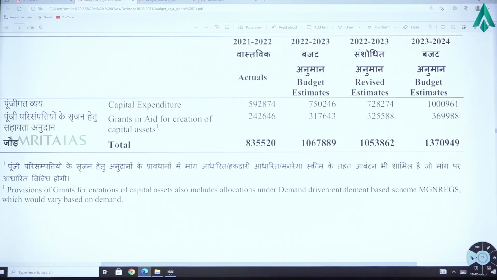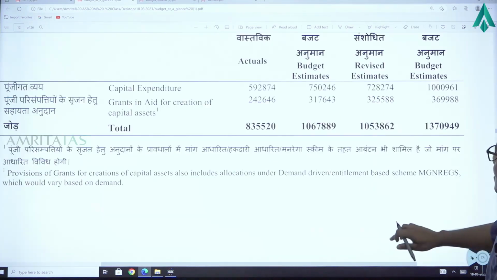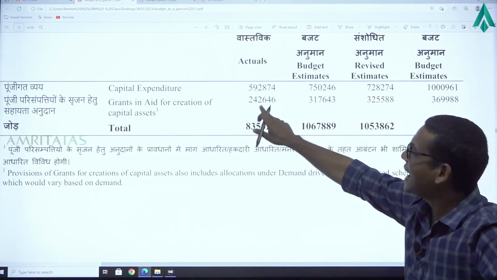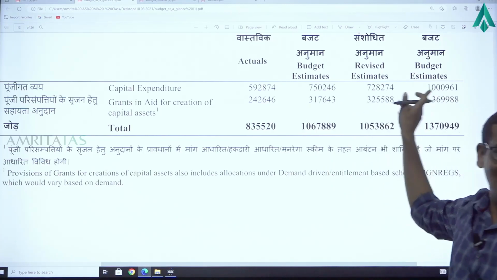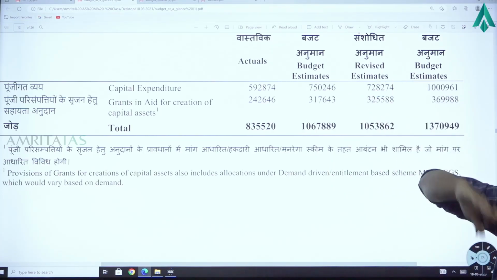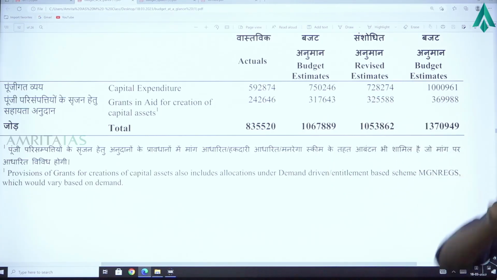This government doesn't work on what they talk. They simply announce a lot of numbers. You see the capital expenditure. Simply with his good English, he can communicate anything. Okay. But anyhow, it's good to know that the grants in aid for creation of capital assets are increasing. They are giving the grants, but they are making sure that you must create the capital expenditure.